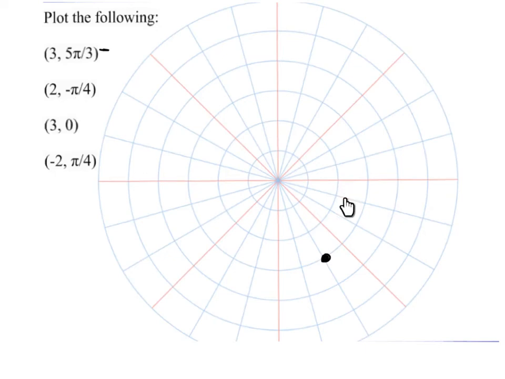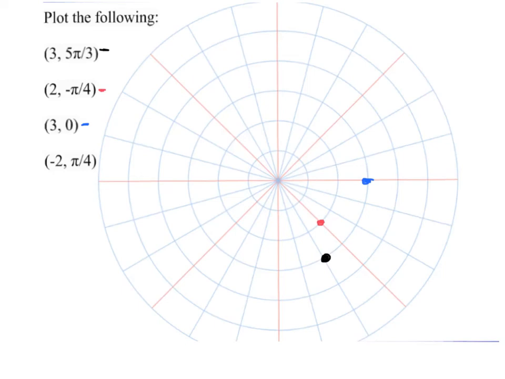Okay. Next, we've got negative pi over 4 and 2. So negative pi over 4 is back here, out 2 units. Let me do this one in red. It will be right there. Next, we've got 3, 0. Well, this is 0. That's just right along the polar axis. Out 3 units. Here. And the pi over 4, negative 2 I did on the previous slide. That gets us a little practice.